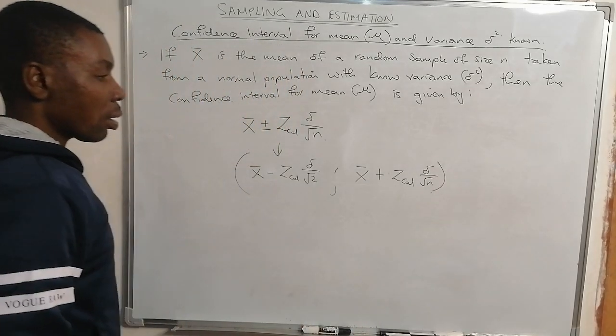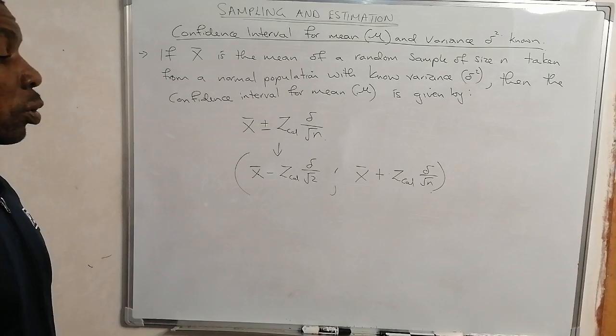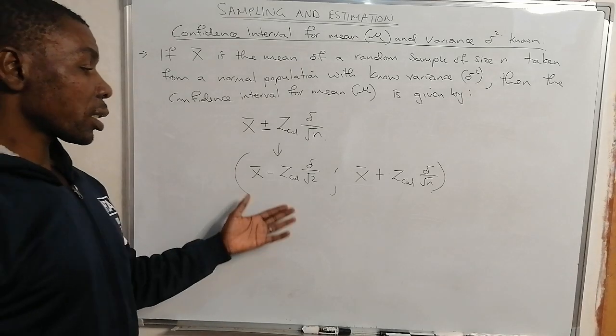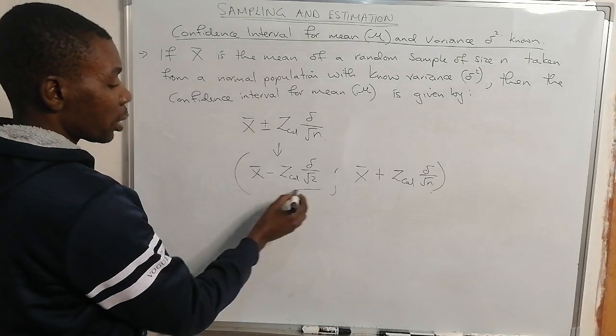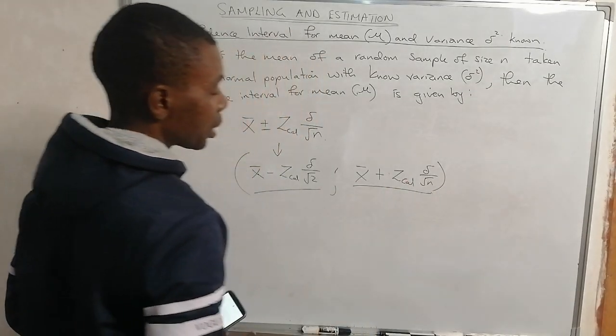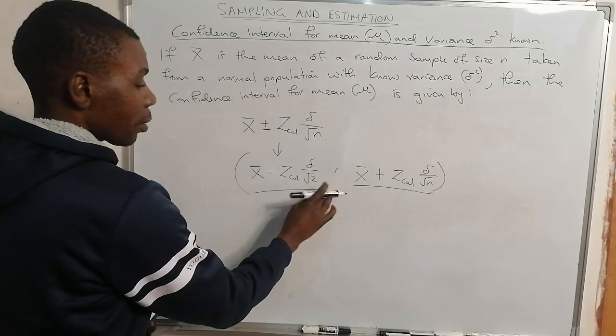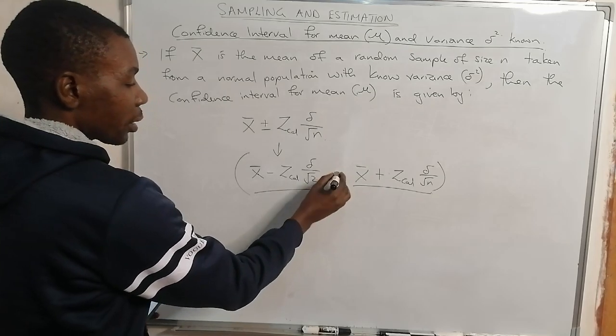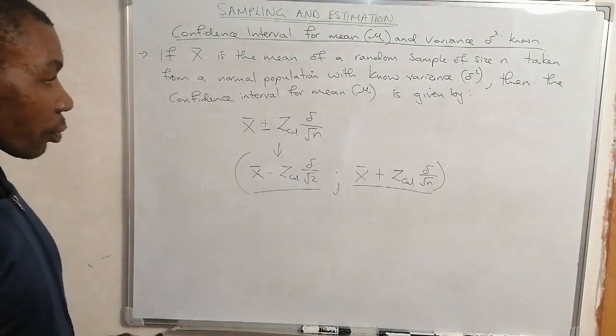So the confidence interval will be written like coordinates. In short, we are going to calculate the lower limit first, and then the upper limit, then we'll write it in the form of coordinates like this, right?